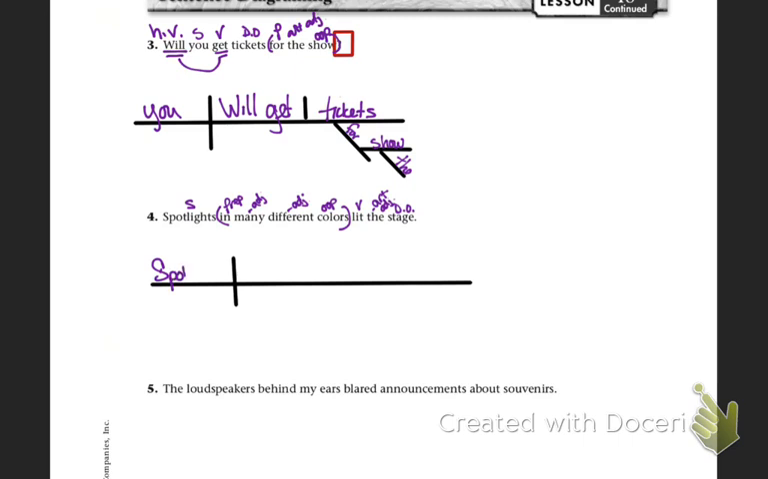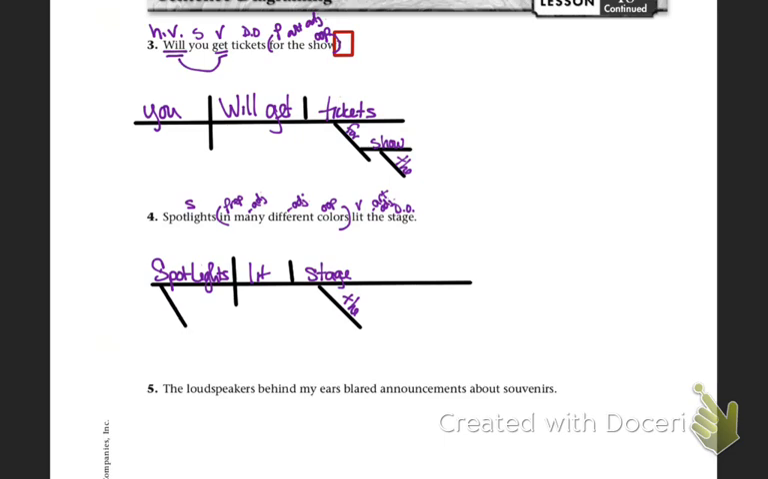Spotlights. What did they do? Lit. I just asked you and then I answered it for you, sorry. Stage. Lit what? Lit stage. Which stage? The stage. The prepositional phrase. Spotlights, lit, or stage? Spotlights.